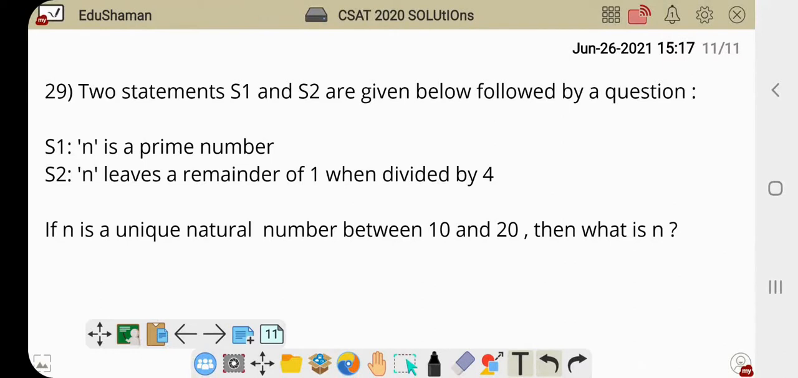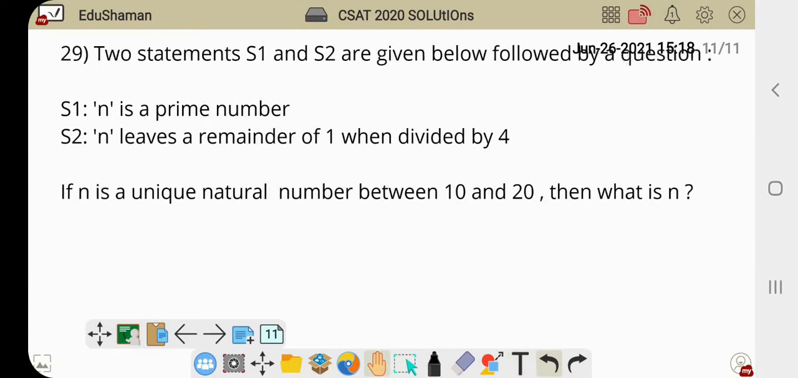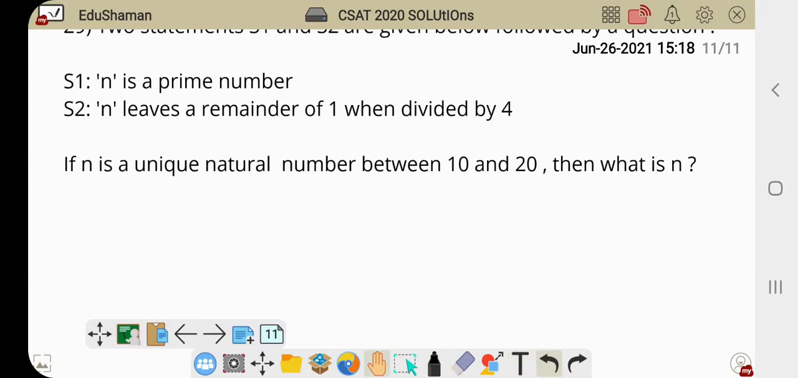Okay, let's go to the 29th question, which is similar to the last question. Two statements S1 and S2 are given below, followed by a question. The statement S1 is: n is a prime number. S2: n leaves a remainder of 1 when divided by 4. The question says n is a unique natural number between 10 and 20. Then what is n? So we have one piece of information here, that n is between 10 and 20. We have to find the value of n.